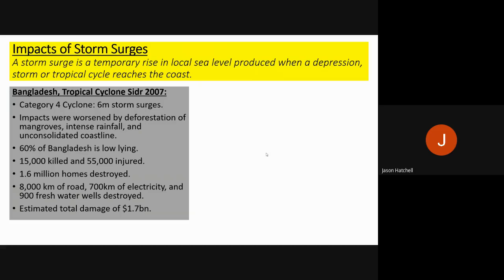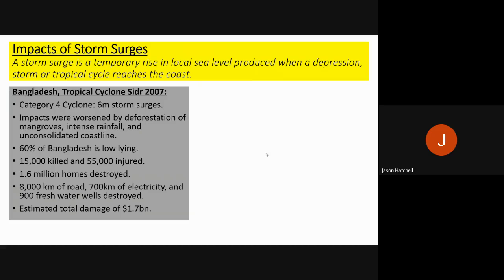60% of Bangladesh is low lying, so that's another issue in terms of having a storm surge. In this event, 15,000 people were killed and 55,000 were injured. 1.6 million homes were destroyed. 8,000 kilometers of road, 700 kilometers of electricity lines, and 900 freshwater wells were destroyed.